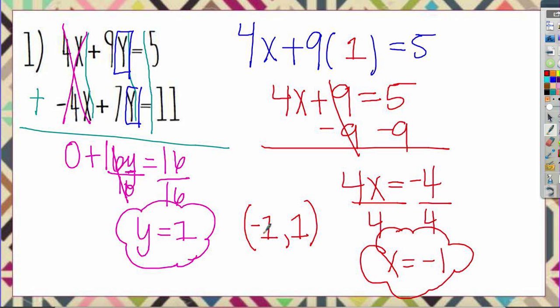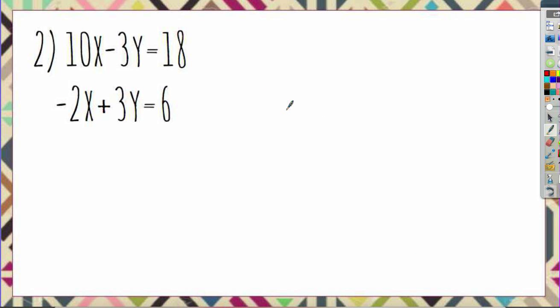That's the point where the two lines would intersect. It's the same thing we're trying to find with graphing and substitution. This is just one last method of trying to get to the same answer. We'll do one more like this where they're already lined up to go.